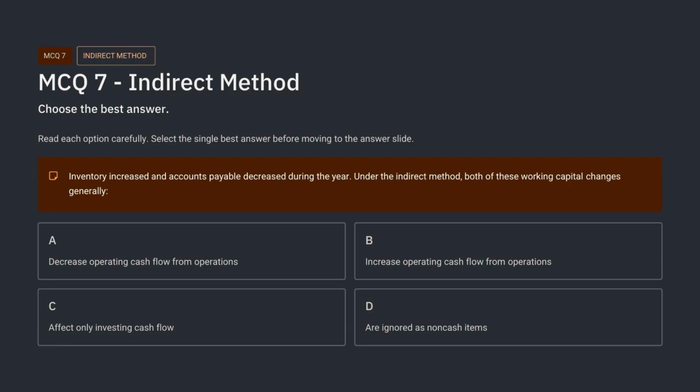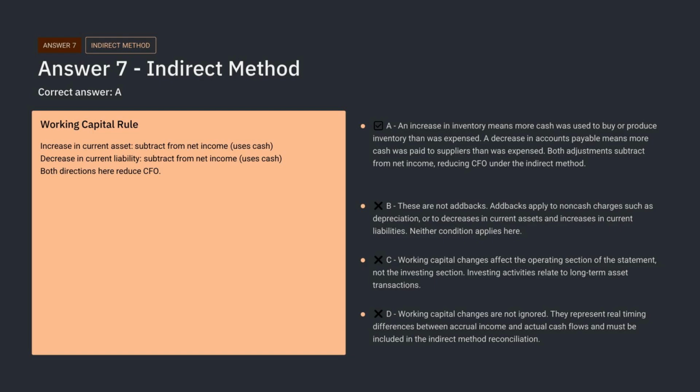Think through the cash story. If inventory increased, did cash get tied up? If accounts payable decreased, did cash go out to suppliers? Choose your answer after tracing the cash effect. The correct answer is A. Both decrease operating cash flow from operations.